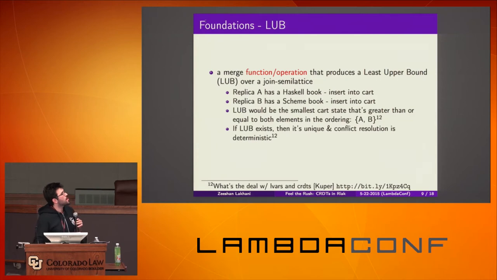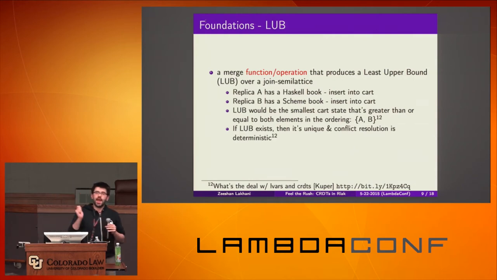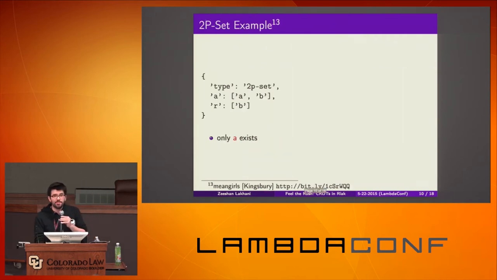Essentially, the least upper bound would be the smallest cart state that's greater than or equal to both elements in the ordering. If a least upper bound exists, which means you can do this kind of merging, then it's unique, and conflict resolution is deterministic. So anytime I have those kinds of elements, I can merge state. I don't have to coordinate it. That's a really big deal when I'm trying to get high availability and fast results.